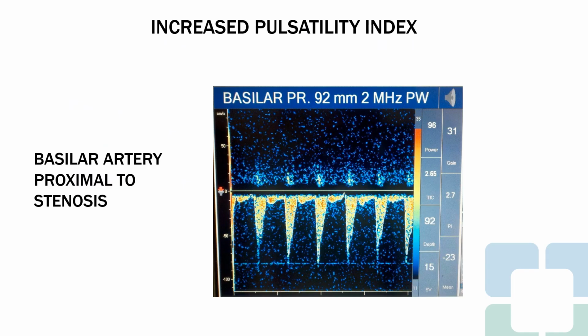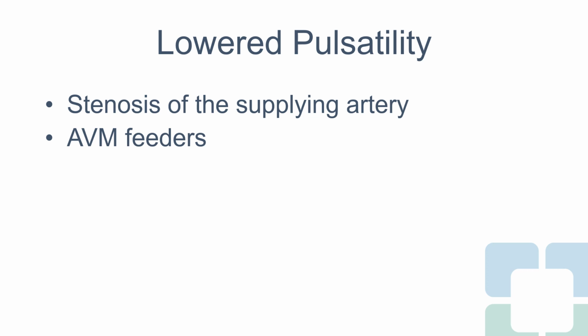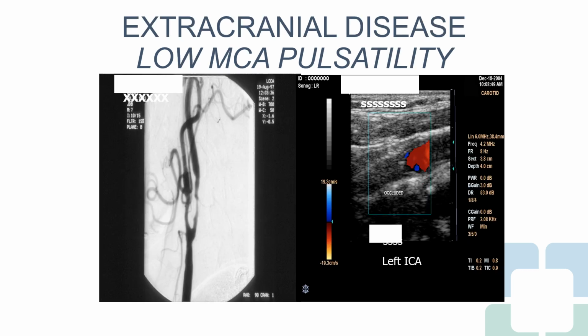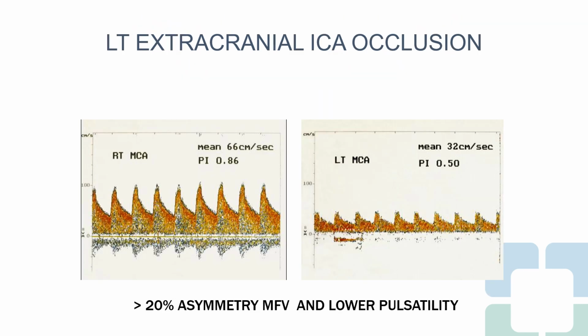This is an example where in the basilar artery, you can see the pulsatility index is increased to 2.7. This is proximal to a stenosis in the basilar artery. Lower pulsatility can be seen distal to a stenosis of the supplying artery or in AVM features. In this example, you can see the internal carotid has a high-grade stenosis or occlusion on the ultrasound, and you'll see a low MCA pulsatility. In the MCA, the pulsatility index is 0.5 versus 0.86 in the right MCA.